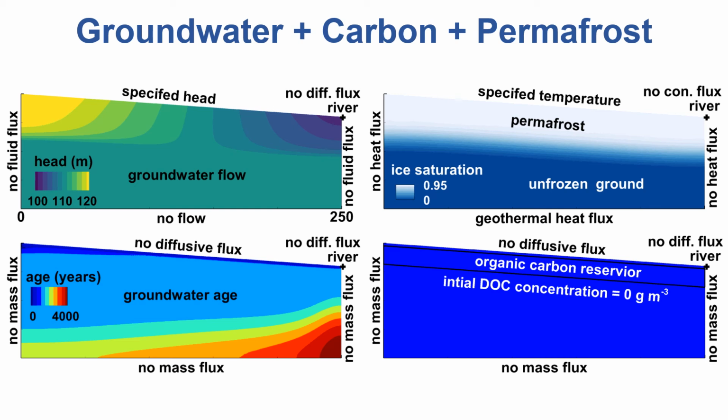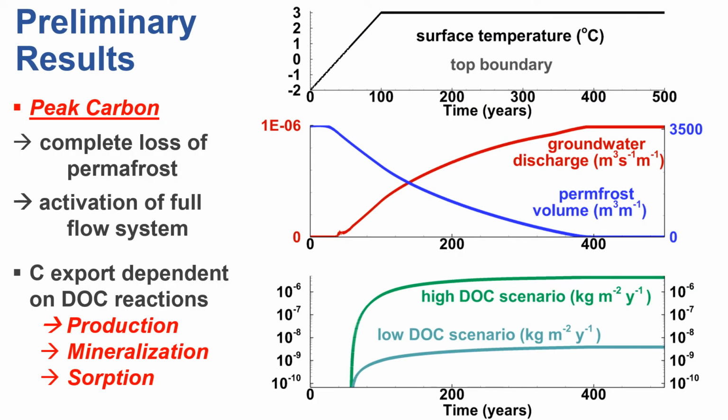Simulations examined the carbon reservoir initially encased and unreactive in permafrost. Models were subject to long-term warming trends, and results were analyzed to quantify changes in groundwater flow and carbon export brought on by permafrost thaw. So I want to stress that this is still a work in progress, and we're working on fine-tuning our parameters to better match reality, but we're able to see some really interesting results so far.